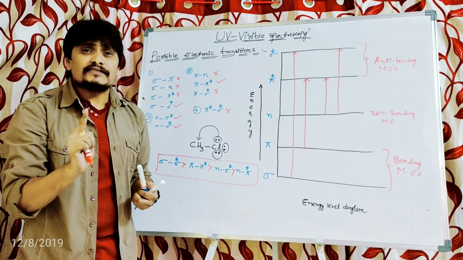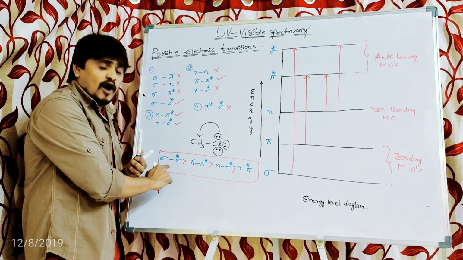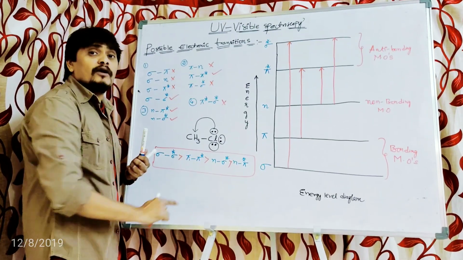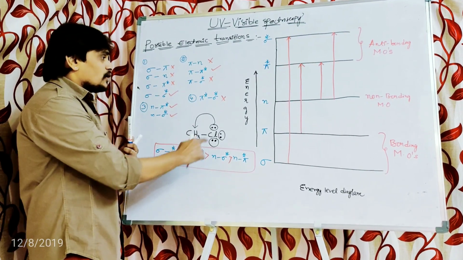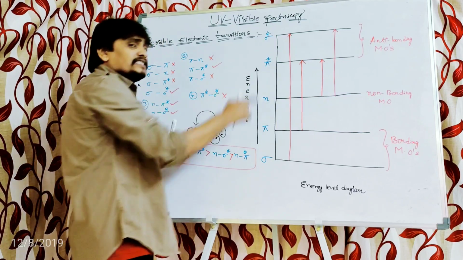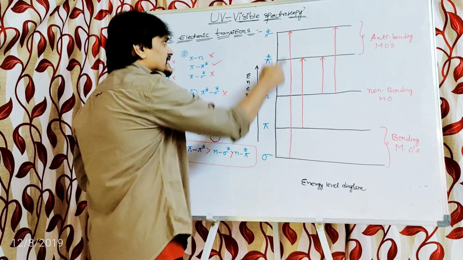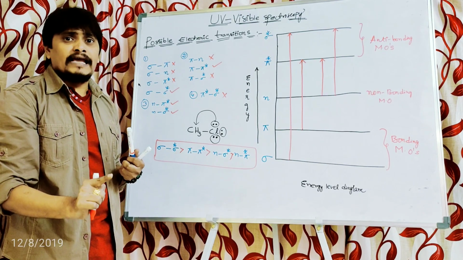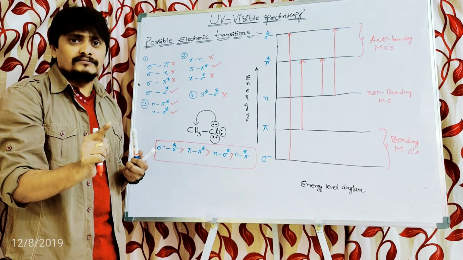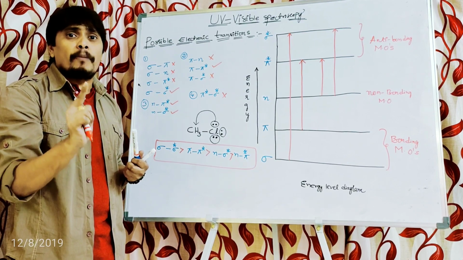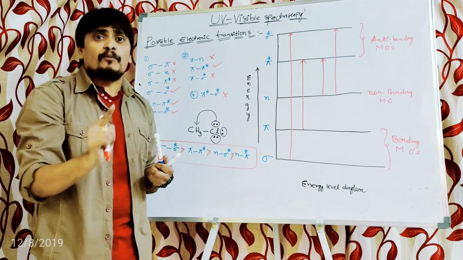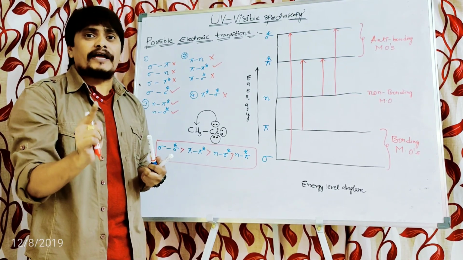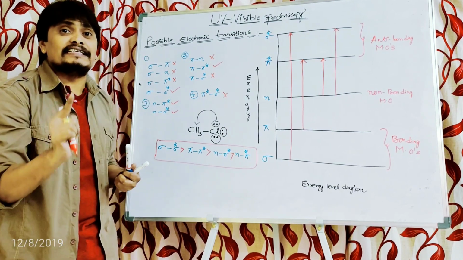So we have been studying since childhood that the sigma bond is strong and the pi bond is weak. What is the reason? This is the reason. The sigma bond is formed by sigma overlapping, and the pi bond is formed by pi overlapping, students. And the energy of sigma to sigma star is far more than pi to pi star. So since the energy associated with sigma to sigma star is far more than pi to pi star, the bond which results from the sigma to sigma star electronic transition is stronger than that from the pi to pi star electronic transition. And the bond formed by sigma to sigma star is the sigma bond, and the bond formed by pi to pi star is the pi bond.